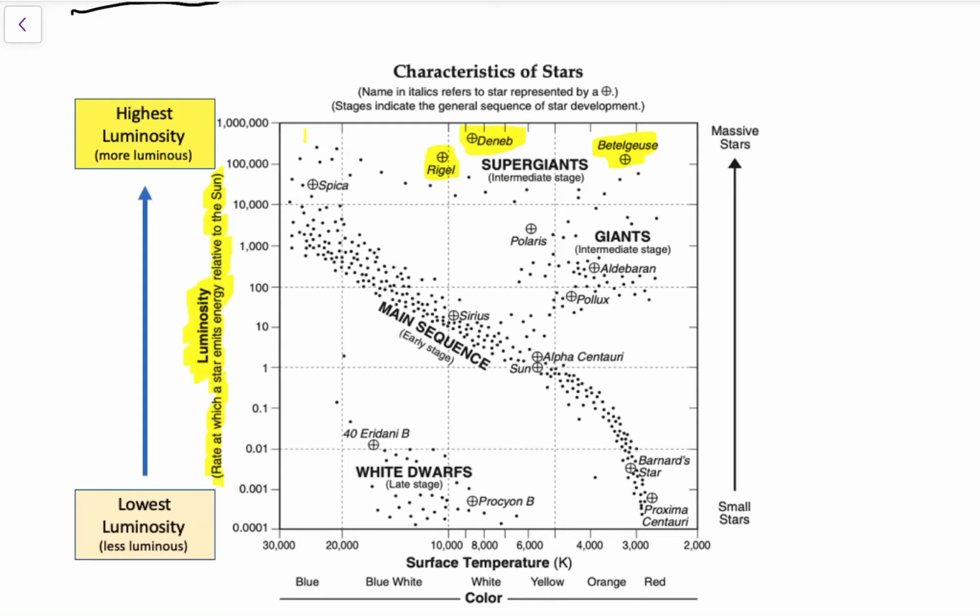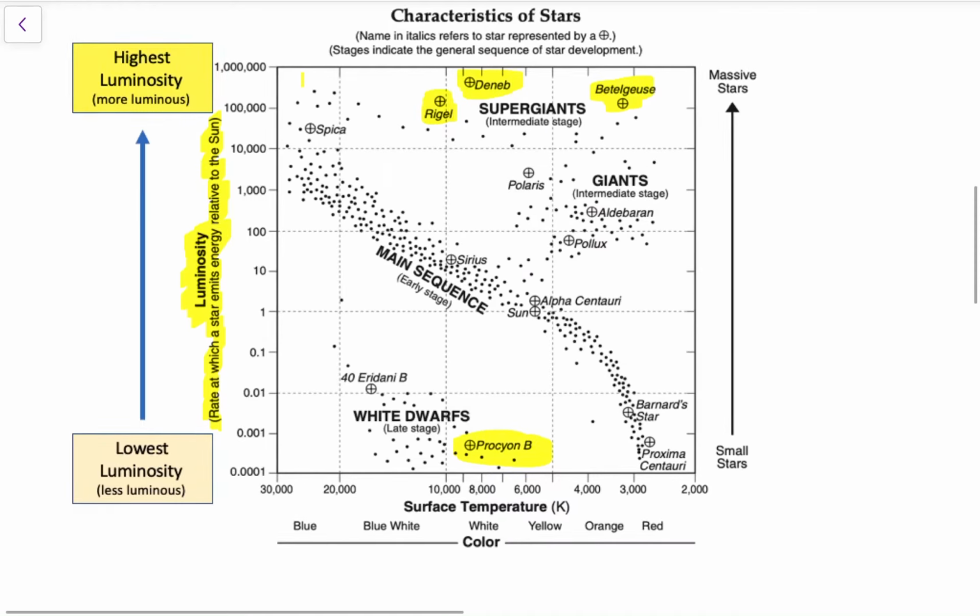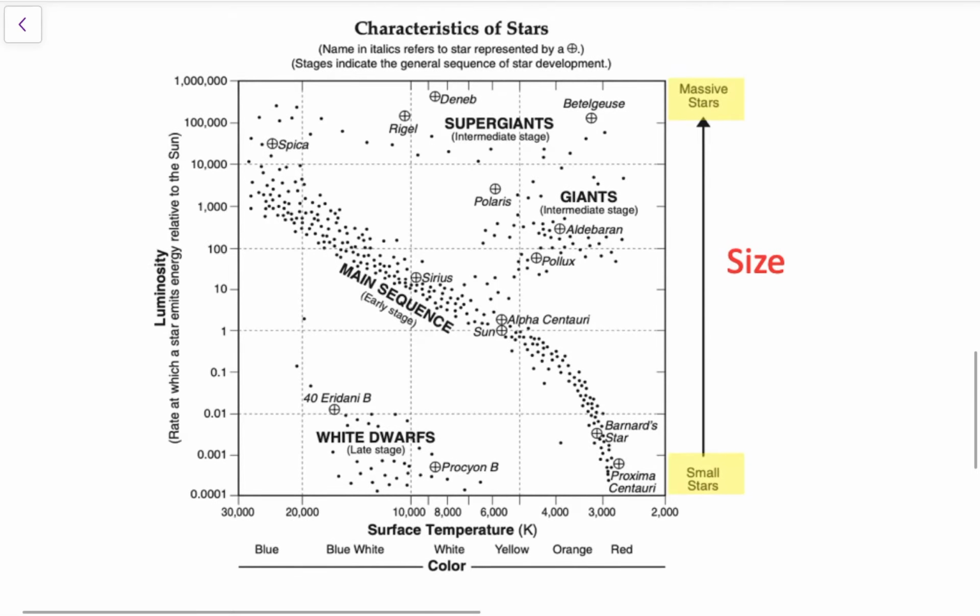The dimmest star on this diagram is the star that's closest to the bottom. So if we look closely, we might see Procyon B down here, all the way at the bottom. This star is the dimmest star on the chart, the least bright star on our diagram. Now, the luminosity of a star, how bright it is, is directly related to how big the star is. So the other characteristic of a star that we can see on this diagram is the size. And this is directly related to how luminous the star is.